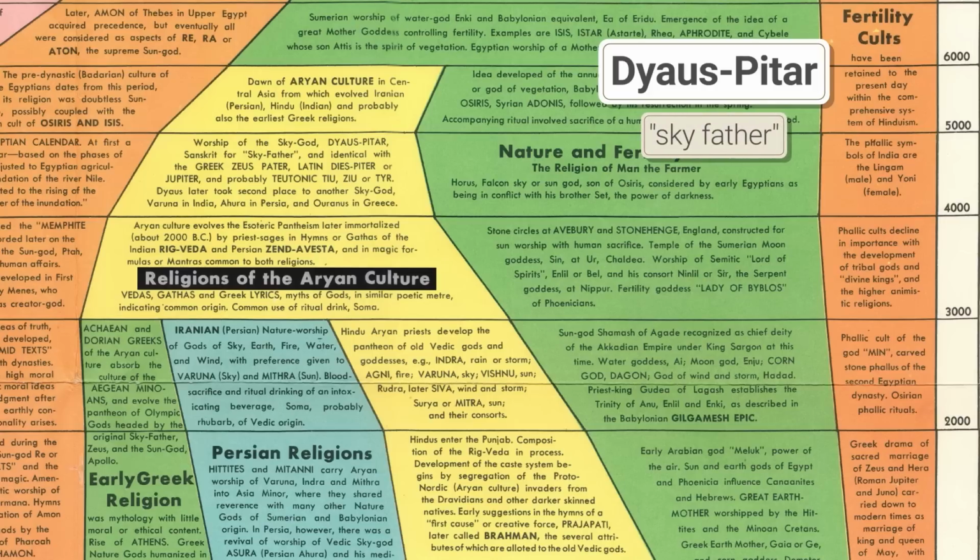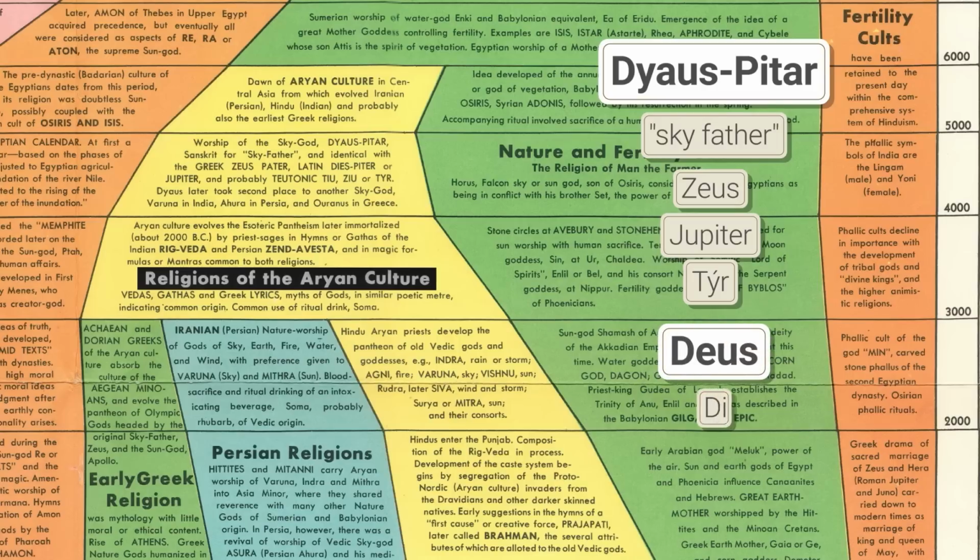But as the group spread to different areas, he became the Greek god Zeus, the Roman god Jupiter, and the Germanic god Tu, from whence comes the word Tuesday. But most importantly, the name was the basis for the Latin word Deus, which then became Dieu in French, Dio in Italian, and Dios in Spanish.